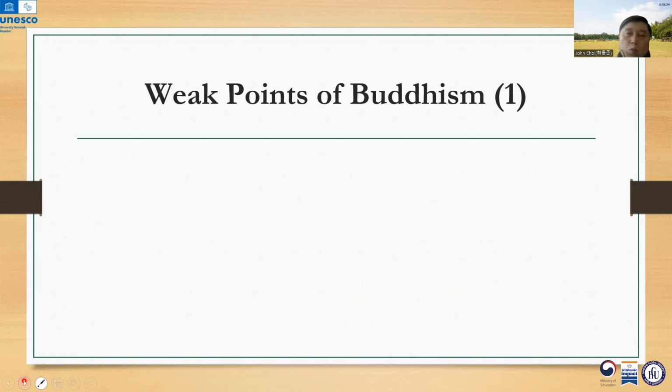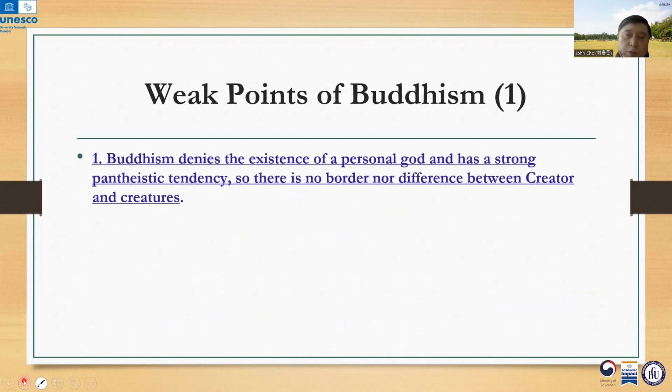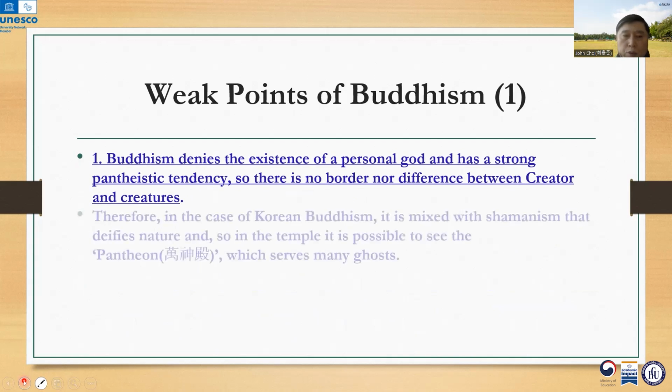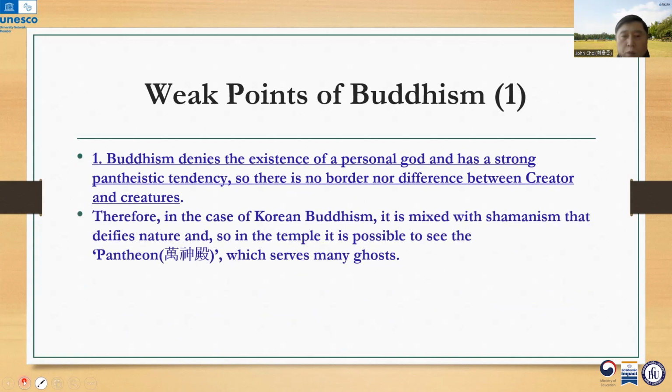Then, what are the weak points of Buddhism? Well, first of all, it denies the existence of a personal God and has a strong pantheistic tendency. So there is no border nor difference between creator and creatures. Therefore, in the case of Korean Buddhism, it is mixed very easily with shamanism, which deifies nature.